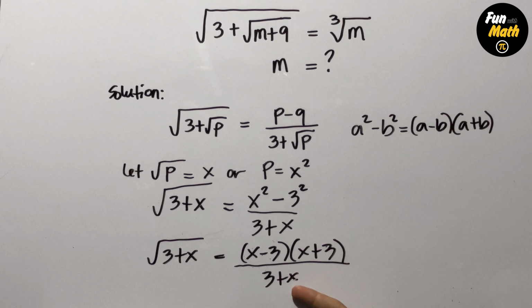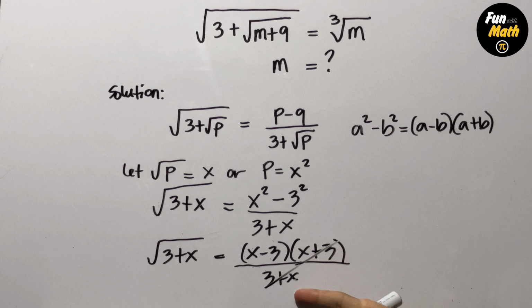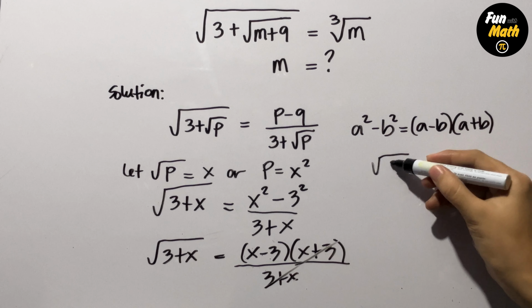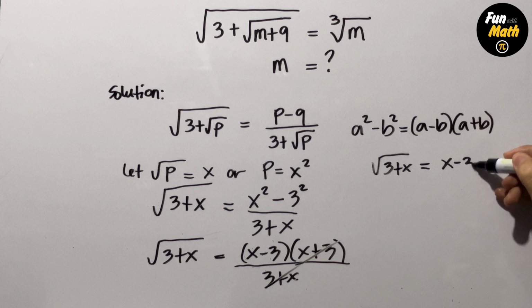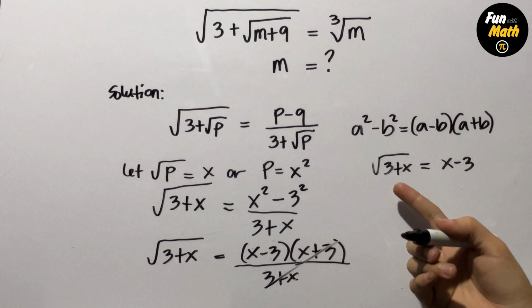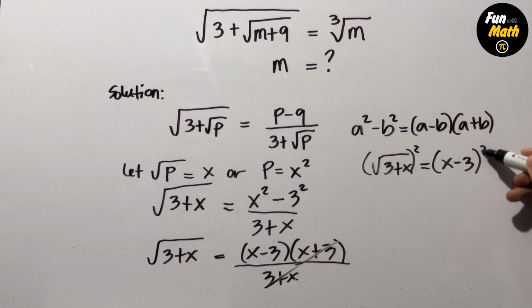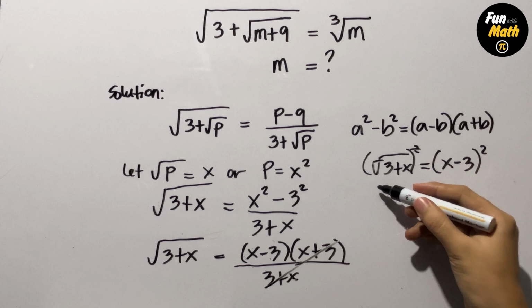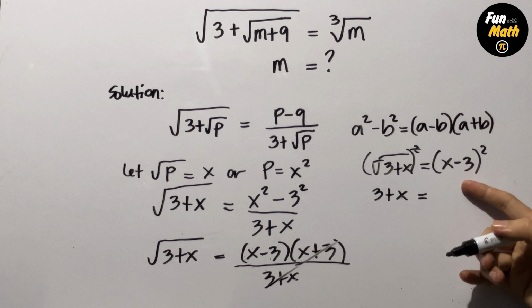Now for this, we can cancel x plus 3 over 3 plus x, because 3 plus x is the same with x plus 3. So this is cancelled. So we're left with square root of 3 plus x equals x minus 3. Next is, we need to remove the radical by squaring both sides. So this is cancelled. We're left with 3 plus x equals x minus 3 to the power of 2.